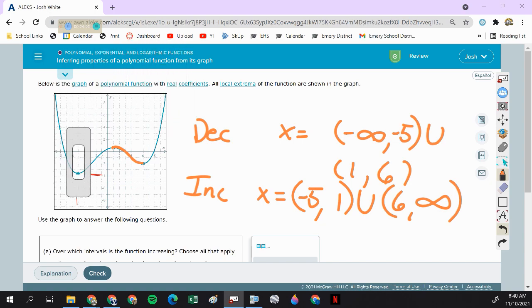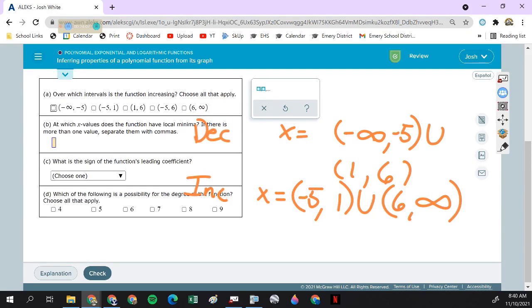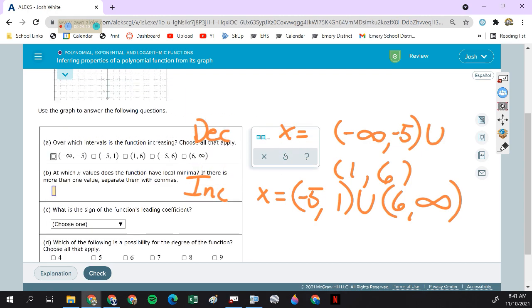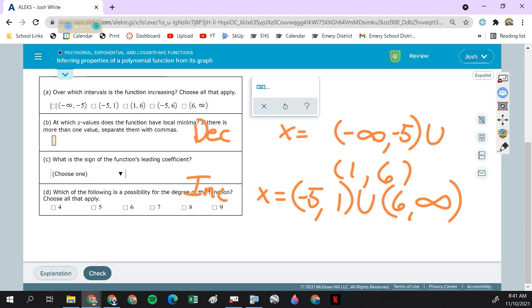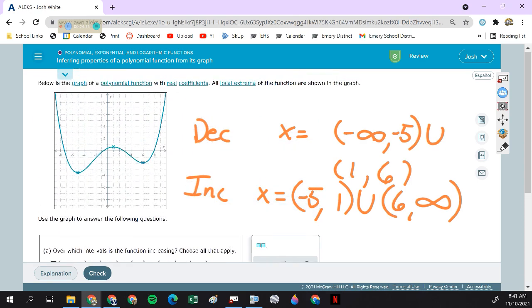Okay. So if we look at this, over which intervals is the function increasing? And then which x values does the function have a local minima? So you're just going to say which x's create minimums. So if we look there, which x values create minimums? -5 and 6. And then what is the sign of the function's leading coefficient? Is this a positive graph or a negative graph? Positive, because it's a w, not an m.